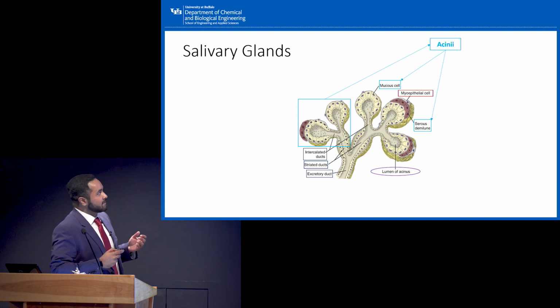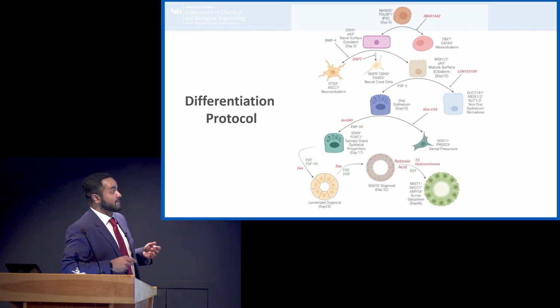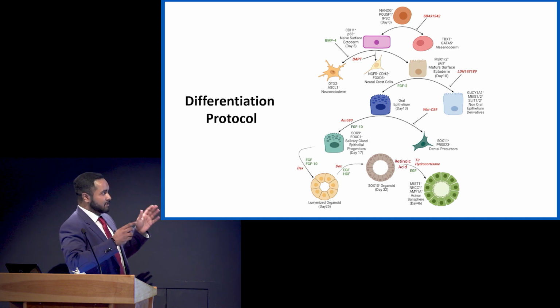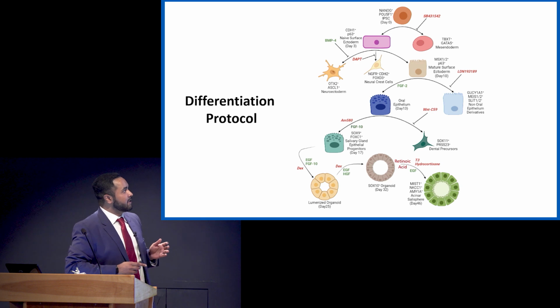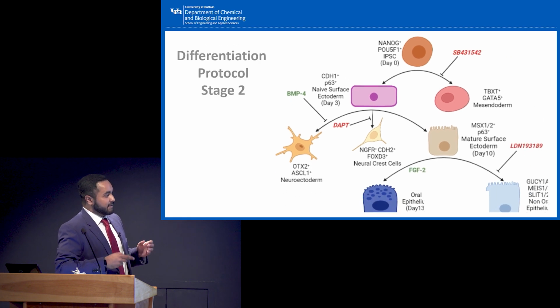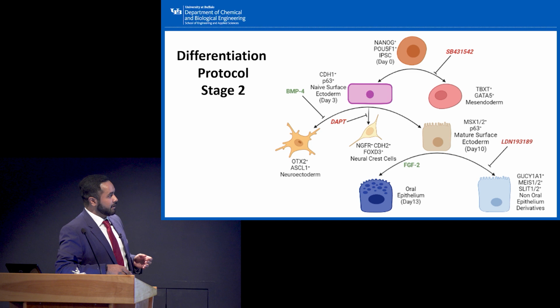So this is the differentiation protocol that we came up with. It's a 46-day-long protocol, right from the induced pluripotent cells all the way up to mature acinar cells. Due to the lack of time, I'll just breeze through the first couple of sections. Initially, we wanted to get the surface ectoderm. With the help of these molecules, we were able to block certain pathways that activated other types of cells, and hence filter them out and get a mature surface ectoderm by day 10. After which, a 3-day induction with FGF2 and LDN gives the oral epithelium, that's the tissue layer from which the salivary gland develops.